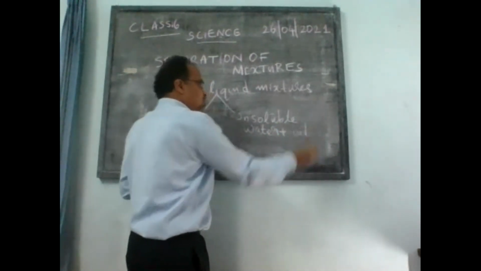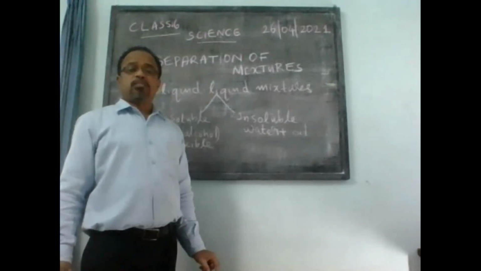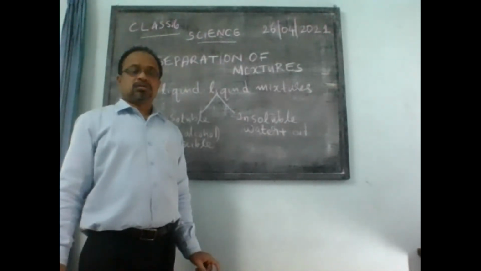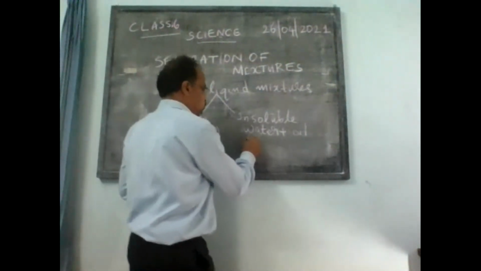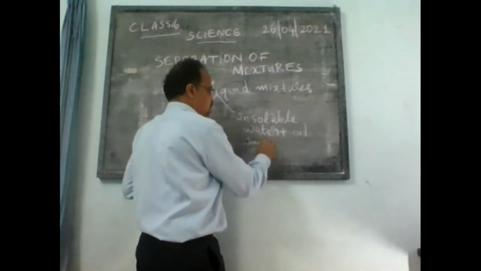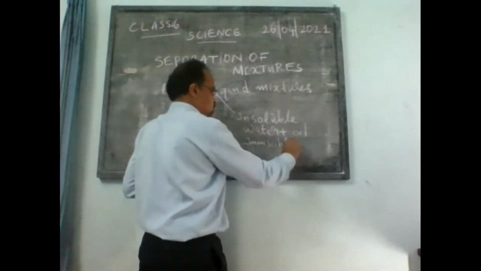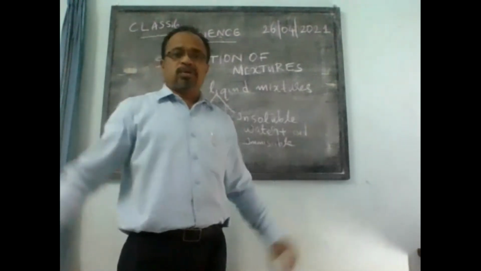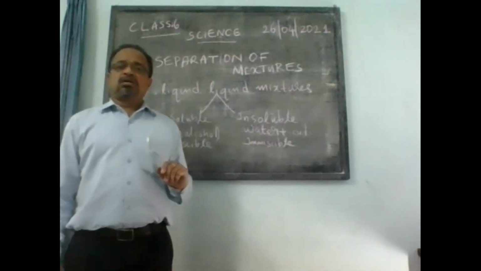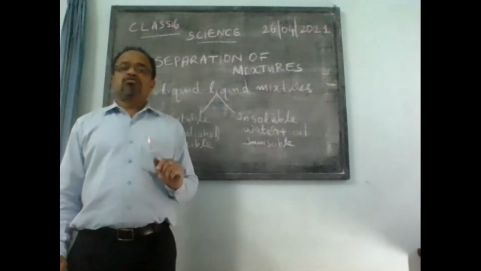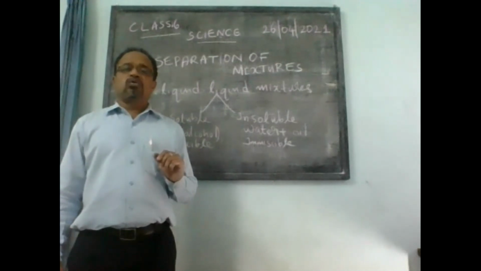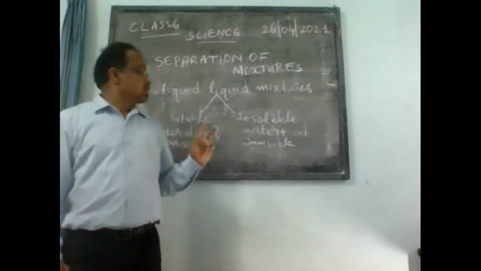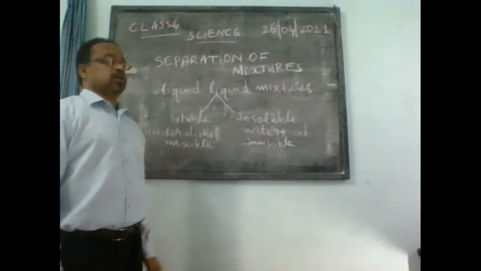Insoluble liquids, for example water and oil. Oil forms an upper layer, oil being lighter than water. So they are called immiscible liquids. Immiscible means insoluble liquids. The lighter liquid, meaning the less dense liquid, floats over the heavier liquid because, due to gravity, the heavier liquid forms a down layer. So these are the two types of liquid mixtures.